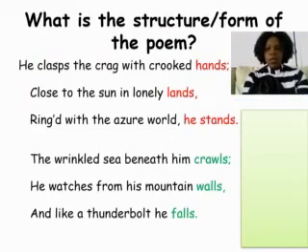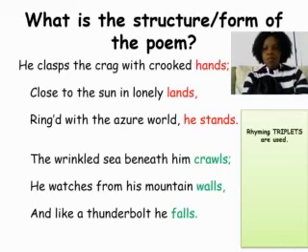So let us first look at the structure or form of the poem. If you look at the end, I've highlighted the rhymes at the end, and those are rhyming triplets. So hands, lands, stands, and then the second stanza, crawls, walls, falls. So they rhyme in threes, hence triplets.